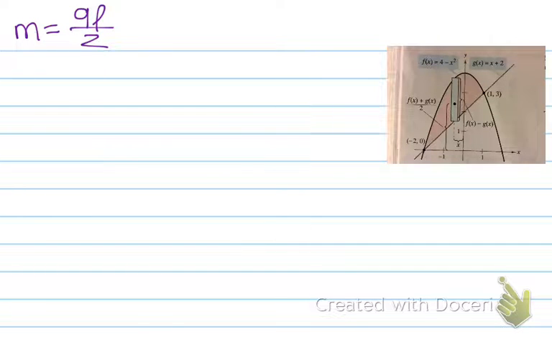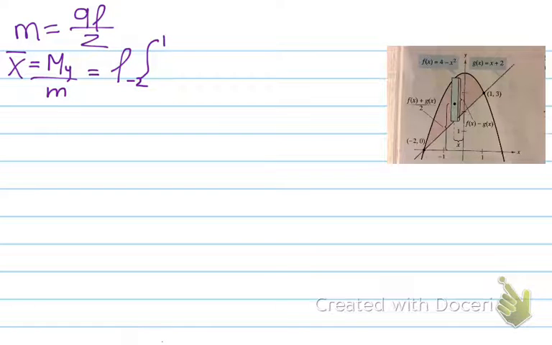Alright, so for x bar, we're going to do My divided by m. So we already know that m is 9 rho over 2. To figure out My, remember, we need rho times the integral from negative 2 to 1, of the x times f of x minus g of x.